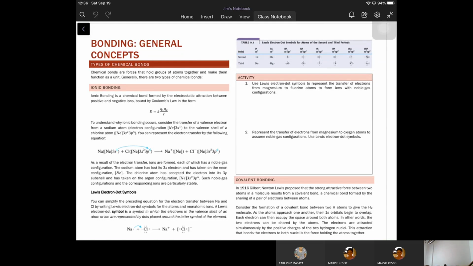Okay, so yun yung idea na nakuha natin last time, yung mga electronic configuration. Ngayon, punta tayo sa concept ng bonding.